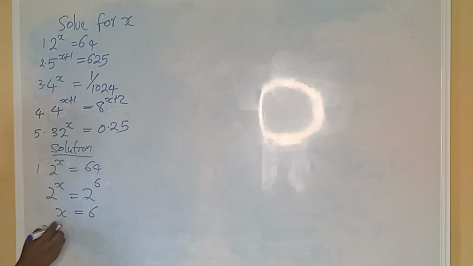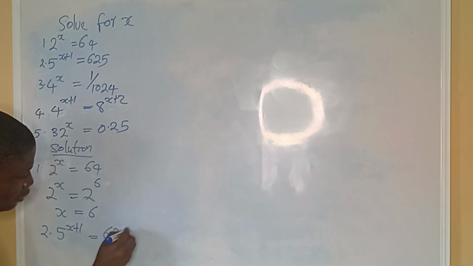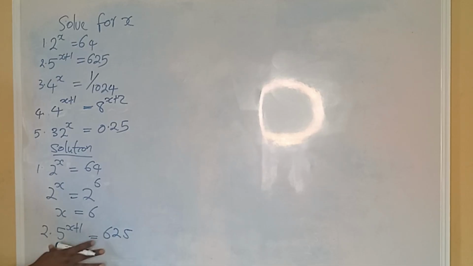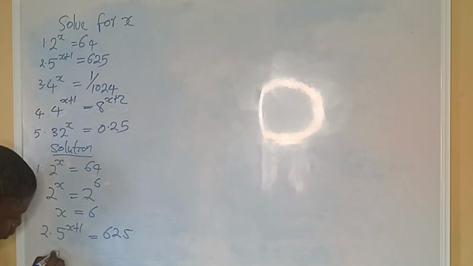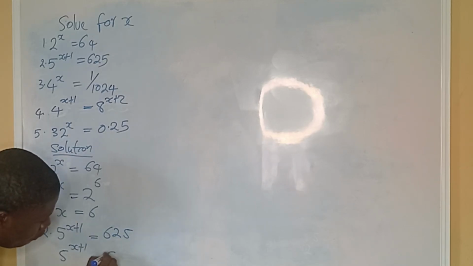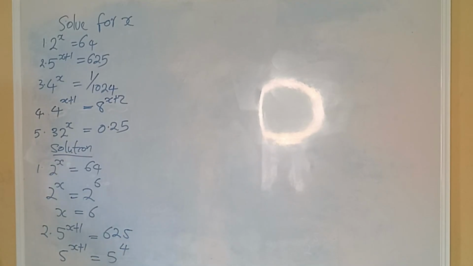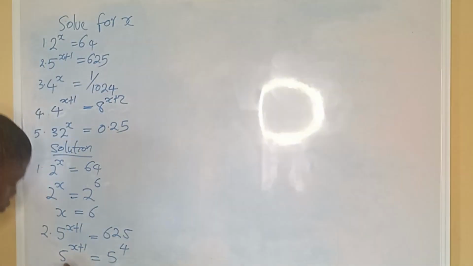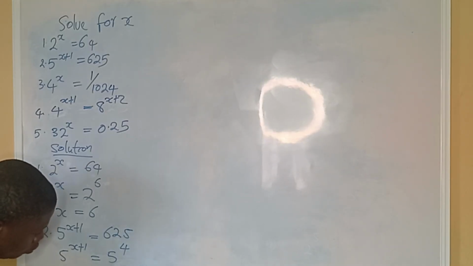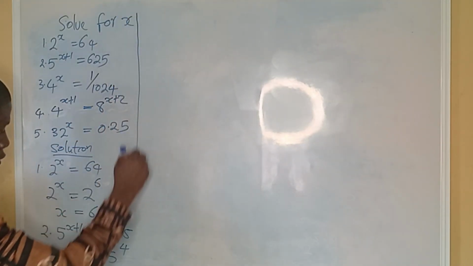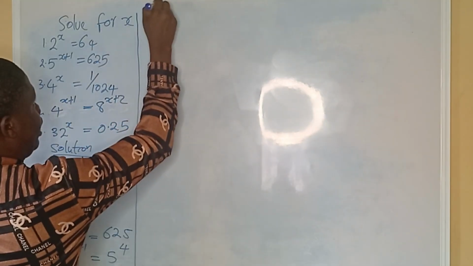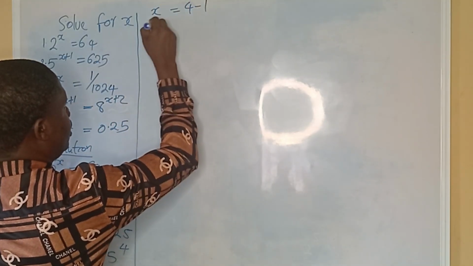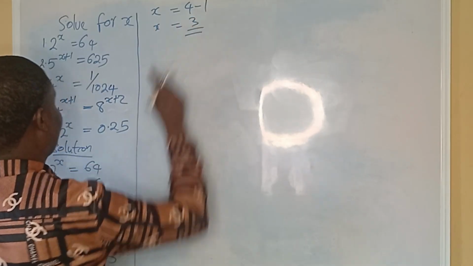The second one, we have 5 raised to the power of x plus 1 is equal to 625. So here we have to make sure that their bases are equal. This will give us 5 raised to the power of x plus 1 is equal to 625, which is the same as 5 raised to the power of 4. Since their bases are the same, we equate their powers. So we're going to have x plus 1 is equal to 4. We continue from here. That means that our x is equal to 4 minus 1. Our x is equal to 3. So this is our final answer here.